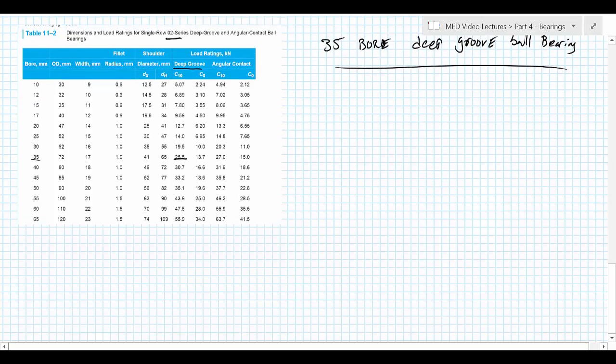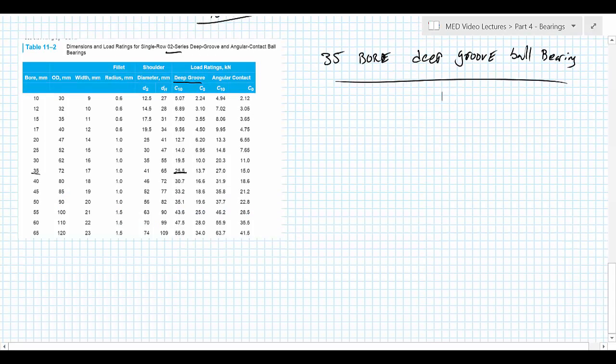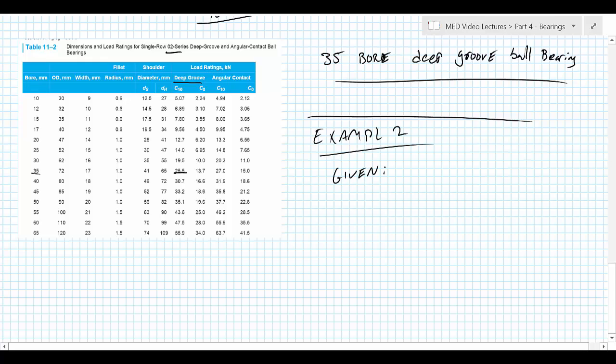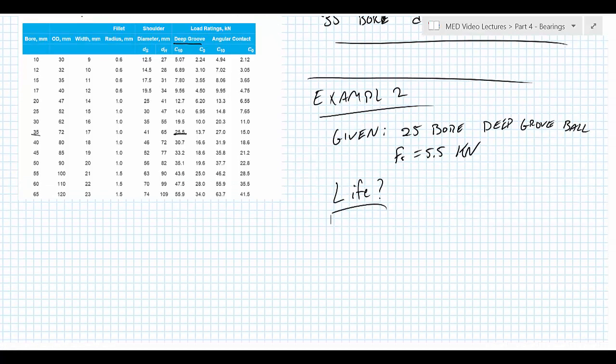Now, alternatively, what would happen if we had a bearing in place and we wanted to know what type of life we would expect to get out of it? So let's try it this way. Instead, let's look at a system where we have that same load of 5.5 kilonewtons, and we see that the bearings on this shaft are a 25 millimeter bore deep groove ball bearing from this catalog that we have a nice table for. So we can use the information in our catalog to tell us what type of life we should expect to get out of this type of bearing, and does that meet our needs?